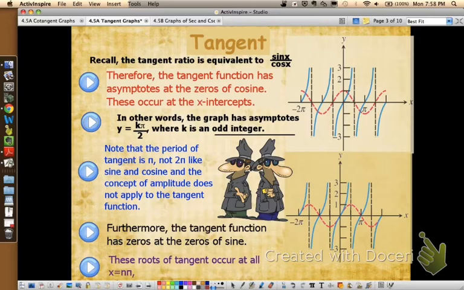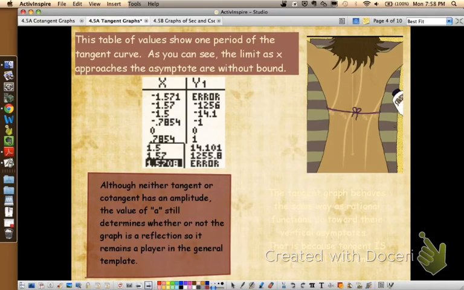These zeros also are exactly halfway in between the two vertical asymptotes. And so you can kind of see that right there. It's halfway in between those two vertical asymptotes. If we take a look at the table of values, you'll see where those asymptotes occur right here at these error points, and that's at negative pi over 2 and positive pi over 2.